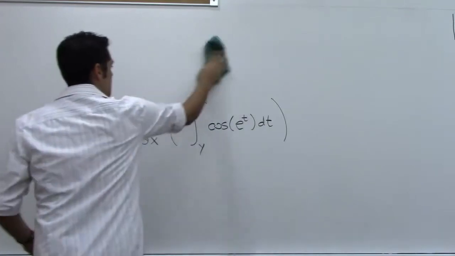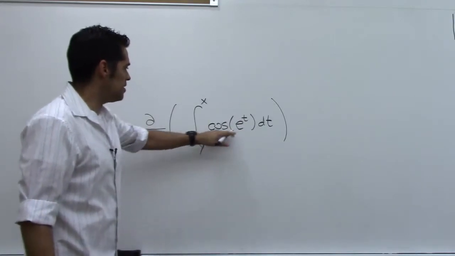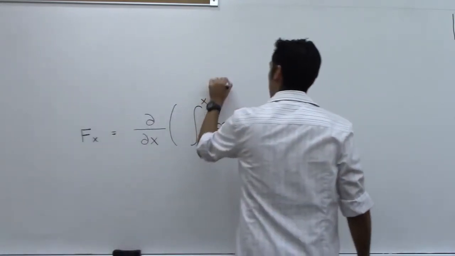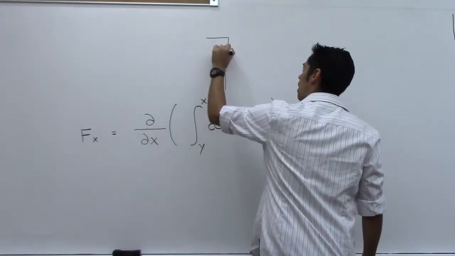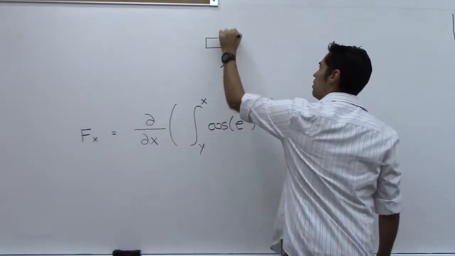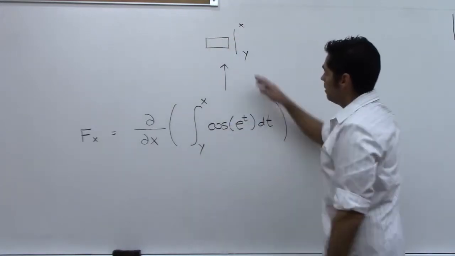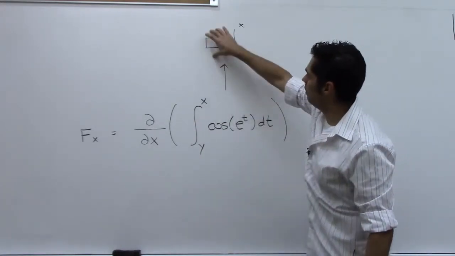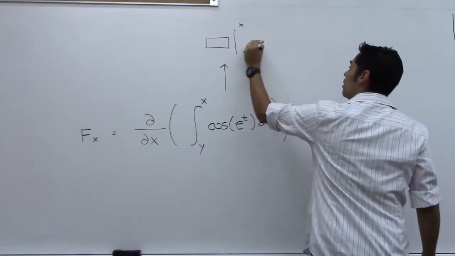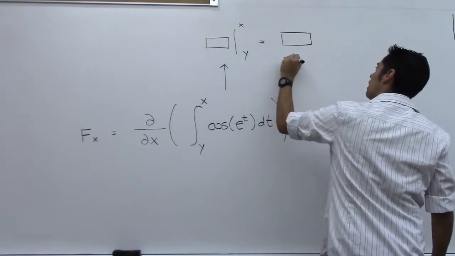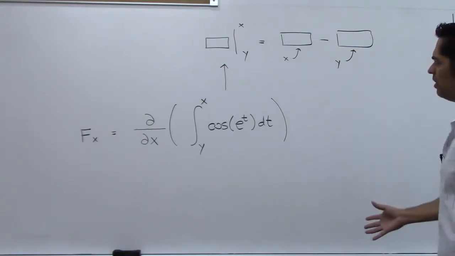Let's just say you could find this antiderivative, which right now we can't integrate that easily. But let's say we did. Whatever the antiderivative of this is, let's just say it's this block right here. What we would do is plug in x and y into this. Plug in x, we get something, and then subtract from that what we get when we plug in y. So it would be the antiderivative with x inside here minus that antiderivative with y inside there, if that makes sense.